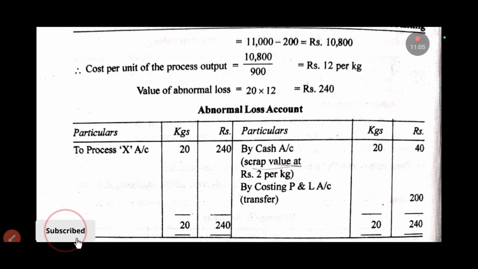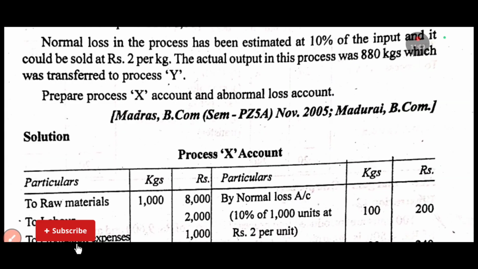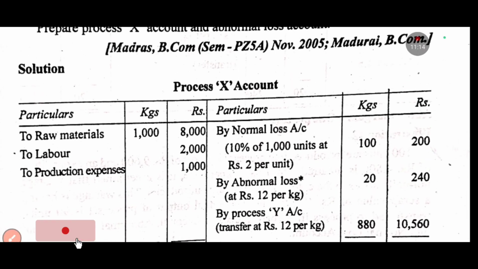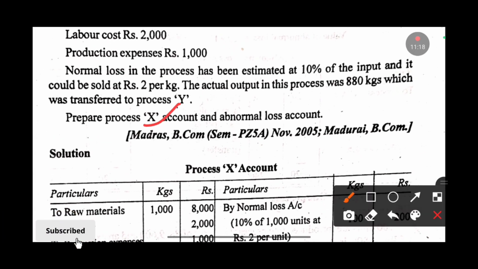Let's prepare the abnormal loss account. Listen here, they asked us to prepare two accounts: process X account and the abnormal loss account. Process X account we have now completed. Now we are going to prepare the abnormal loss account.